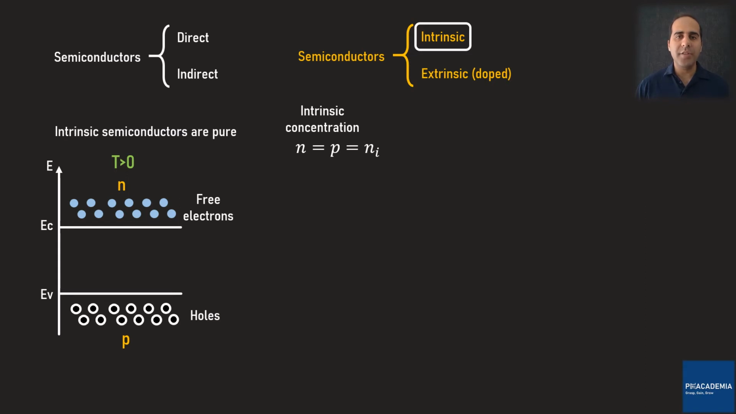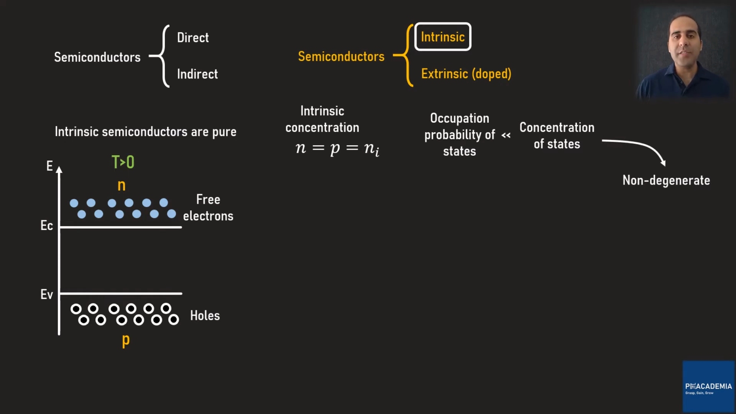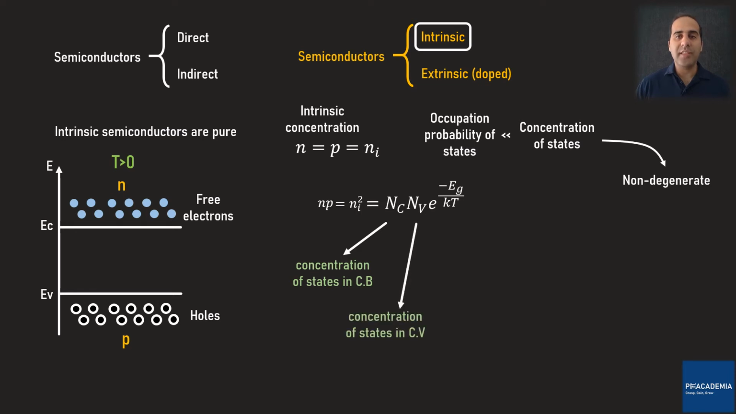In intrinsic semiconductors, and often in extrinsic semiconductors, the occupation probability of states is much smaller than the concentration of states. We call these semiconductors non-degenerate. In non-degenerate semiconductors, the product of N and P, or N sub I squared, is obtained by this equation. In this equation, N sub C is the concentration of states available in the conduction band. N sub V is the concentration of states available in the valence band. E sub G, as you already know, is the energy gap, K is the Boltzmann constant, and T is temperature.